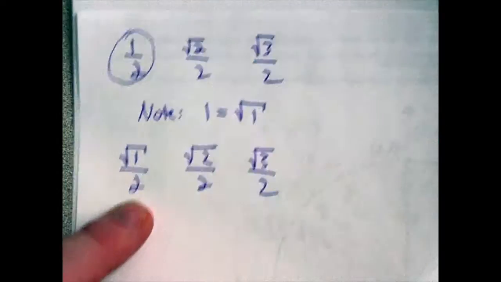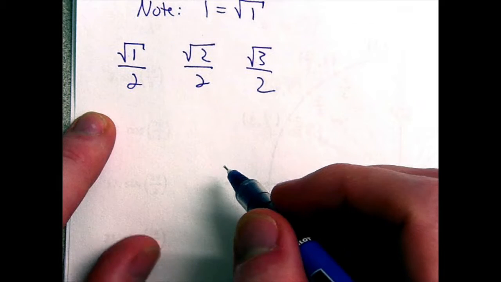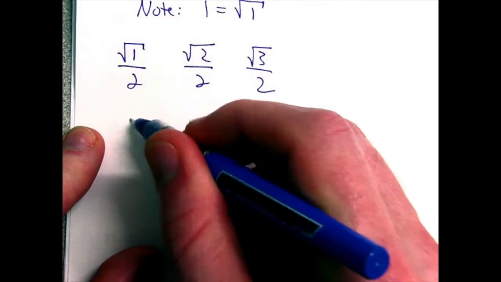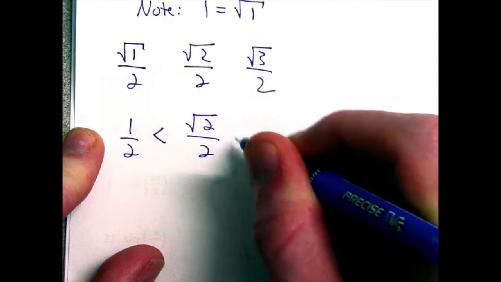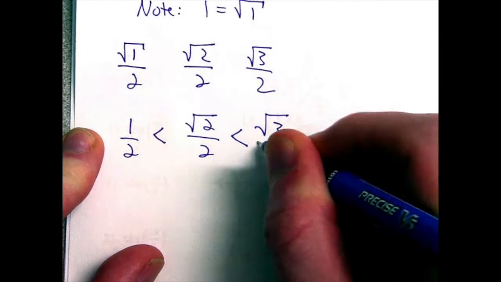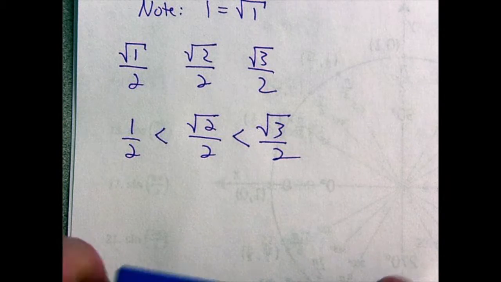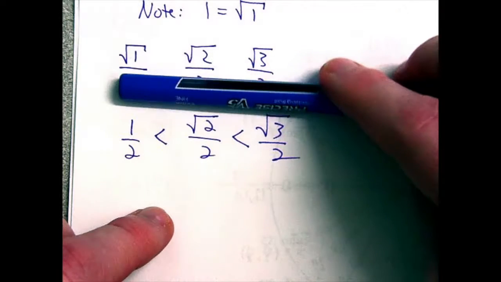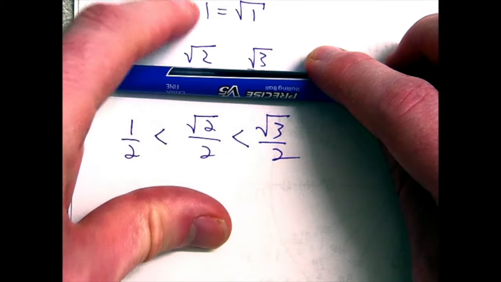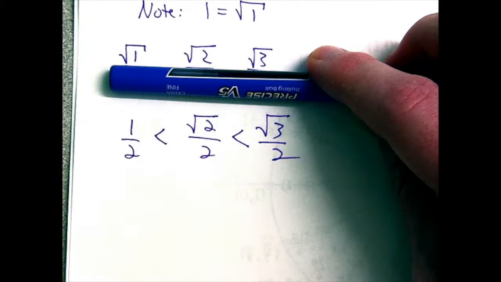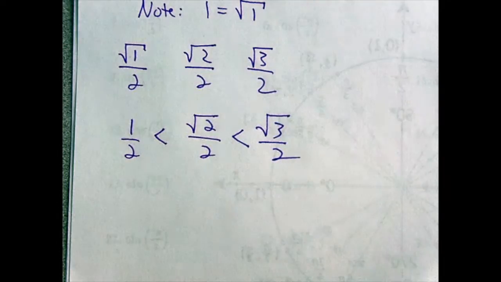Now, the key thing to note about these 3 values is that as I've written them, they are actually in order. In other words, 1/2 is less than root 2 over 2 is less than root 3 over 2. If you don't see why this is true, just forget temporarily about the denominator and look at the numerators. Surely root 1 is less than root 2 is less than root 3, so dividing by 2 doesn't change any of that. The ordering is still preserved.